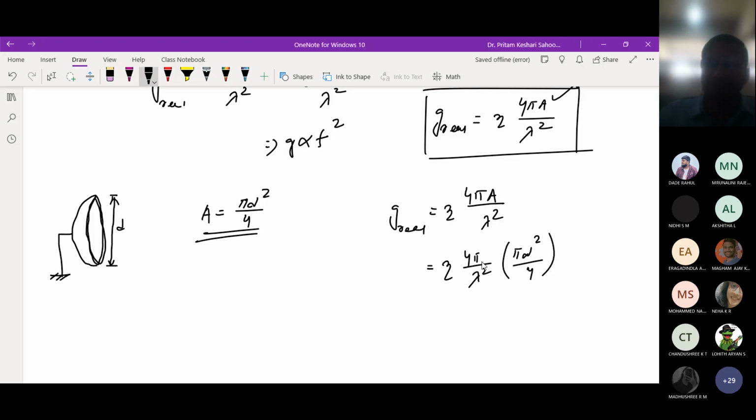Now, here you have a 4 and here you have a 4. Both will cancel each other. So what you will have is eta into pi d divided by lambda, whole square. So this is the real gain of my antenna, which has a diameter d.